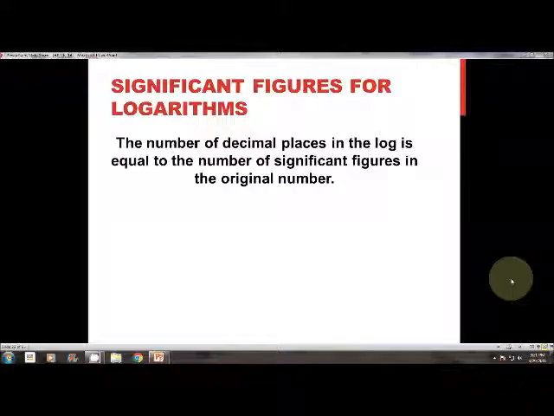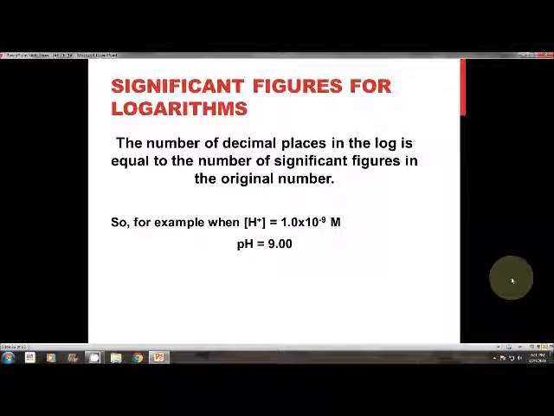The number of decimal places, just so that we know, for the significant figures is equal to the number of sig figs in the original number. So, for example, when you have H plus concentration equal to 1.0 times 10 to the negative 9, well, there are 2 sig figs in the 1.0, so that means we're going to have 2 decimals on our answer for the log. So that would be 9.00. Okay? This is a little tricky because it's completely out of left field and it's hard to understand.